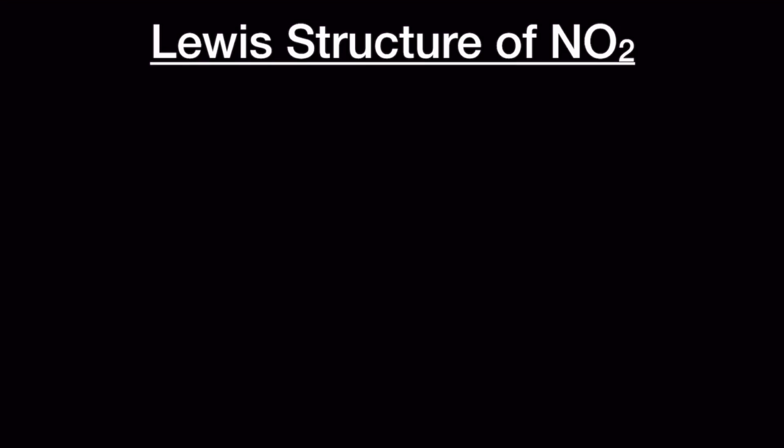Hello everyone, let's draw the Lewis structure of NO2, that is nitrogen dioxide. To draw the Lewis structure of NO2, we need to first calculate the total number of valence electrons that are available in NO2. Atomic number of nitrogen is 7, that means it has 7 electrons in total, therefore the electronic configuration is 1s2, 2s2, 2p3.